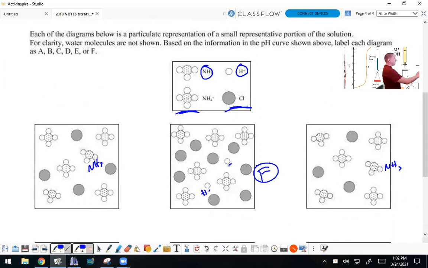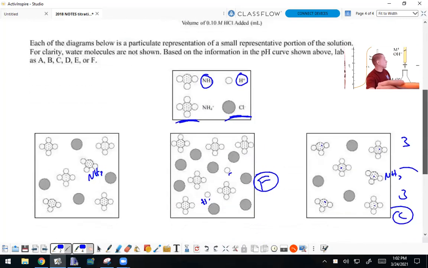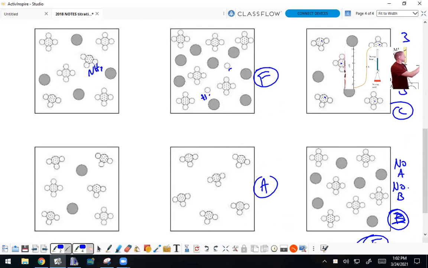So now all of the other ones are going to have base left over, and we're looking for which one has an equal number of weak base and conjugate, which one has more weak base than conjugate, and which one has more conjugate than weak base. So this is our weak base. So we have 1, 2, 3, and we have 1, 2, 3. So there's the two where they're equal. That is letter C. And this one, we'll do this one over here. So we have 1, 2, 3, 4 of the acid, 2 of the base. So this is before the equivalence point. So this is letter B. And then 1, 2, 3, 4. This one has more of the conjugate than the weak base. So this is D.